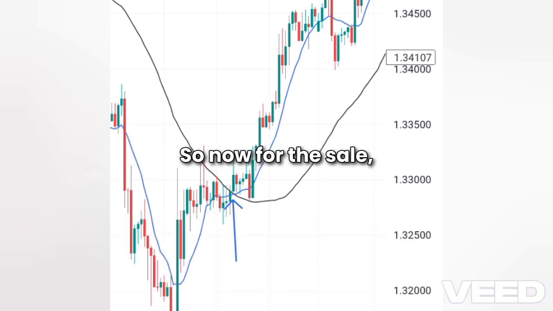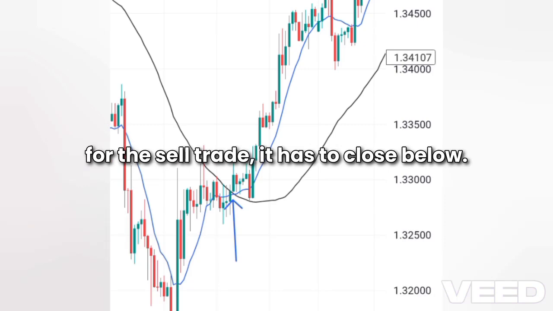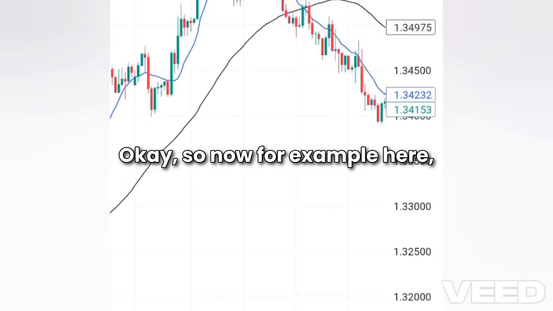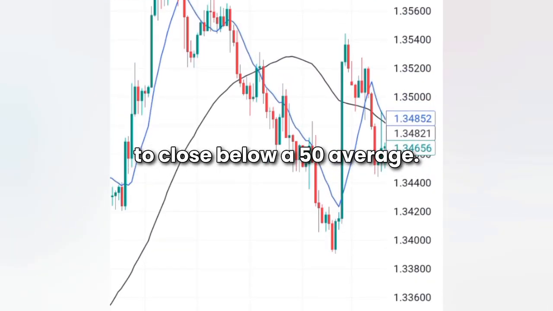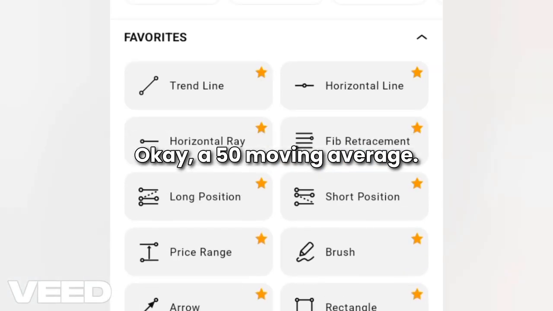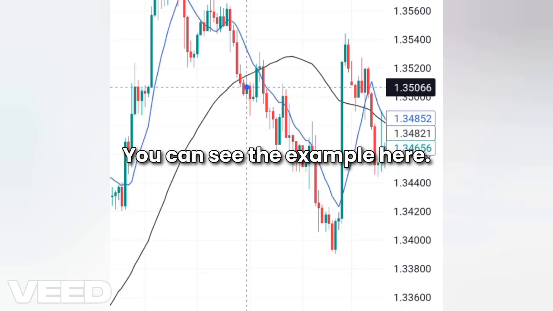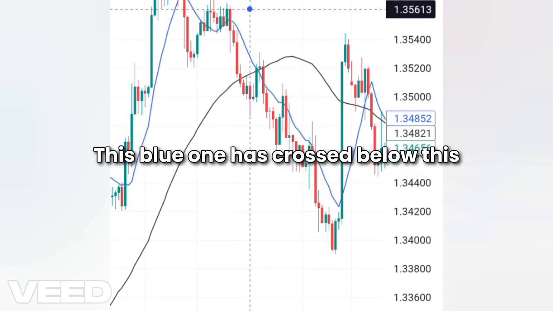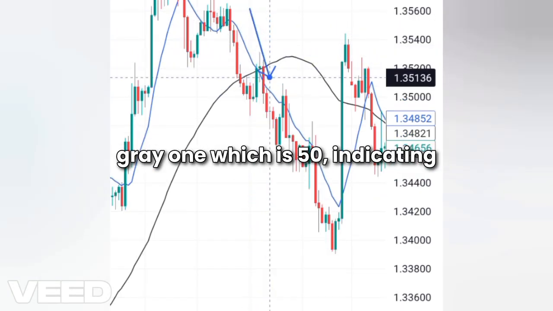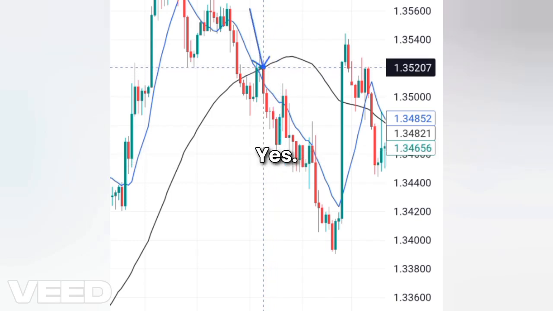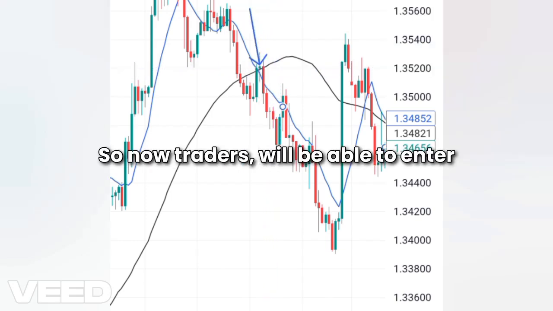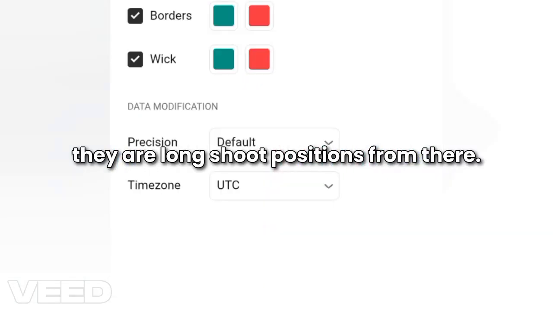Now for the sell trade, it has to close below. For example, here, this 10 moving average has to close below a 50 moving average. You can see the example here. This blue one has crossed below this gray one, which is 50, indicating to us that we are bearish. So now traders will be able to enter their long or short positions from there.